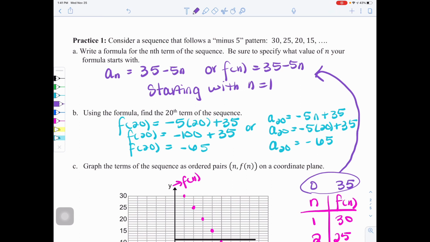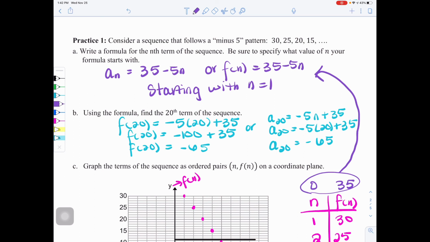I gave you both notations for a sub n as well as f of n. And you can notice underneath, I did say starting with n equals 1. That's important to write. In B, using the formula, find the 20th term. You write the formula so that it's easy to find other terms in the sequence. Let's say I wanted you to find the 900th term. You're not going to want to write out that entire pattern. So you create the formula so that you can then just substitute in.